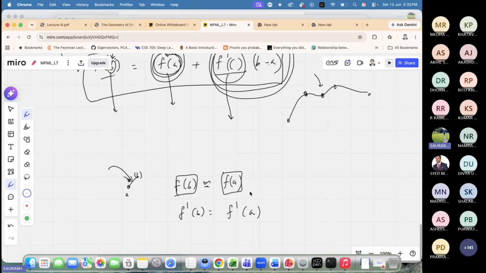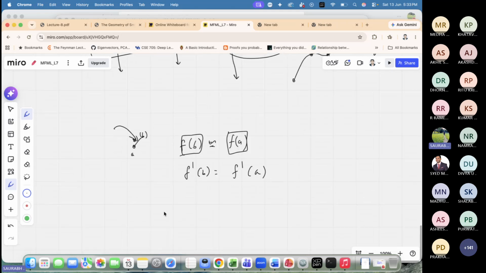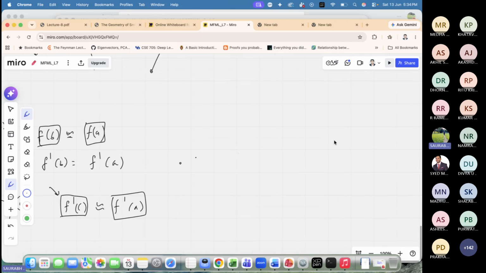Same logic goes in, and it says that if C is very near to A, then f dash C would be approximately equal to f dash A, because the C point is very near to A. So you can approximate whatever the rate of change or the slope at C would be by the rate of change at A as well, because the points are very close by.